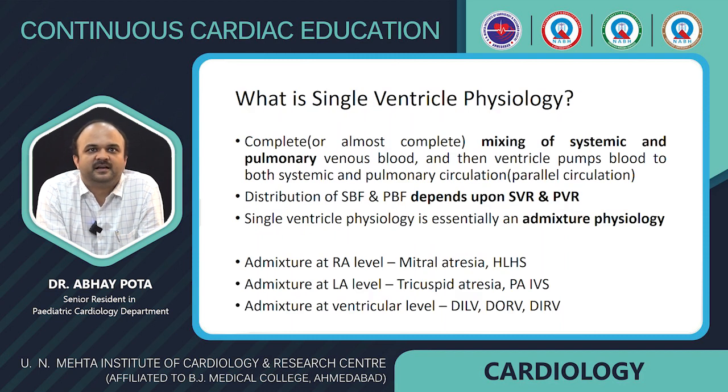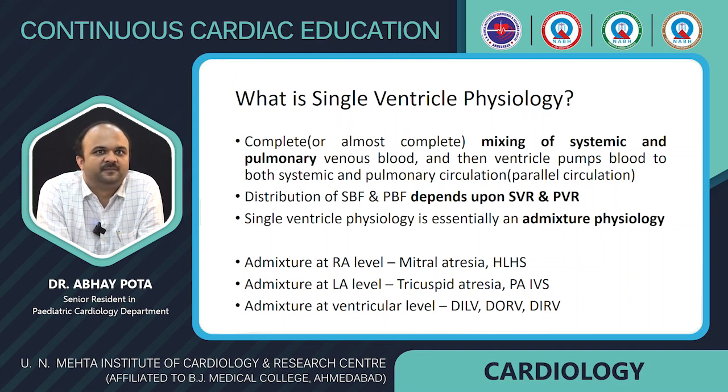Next, moving to single ventricular physiology. What is single ventricular physiology? Complete or almost complete mixing of systemic and pulmonary venous blood, and then the ventricle pumps blood to both systemic and pulmonary circulation, that is parallel circulation. We will discuss further why I have mentioned almost complete in certain cases, but otherwise for general purpose it is complete mixing of systemic and pulmonary venous blood, and then the ventricle pumps this blood to both systemic and pulmonary circulation, that is parallel circulation.